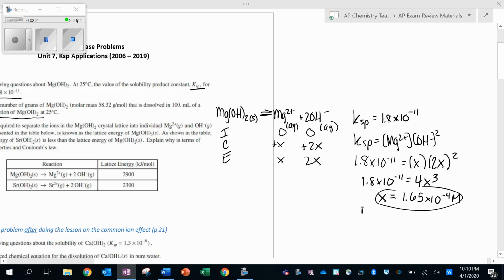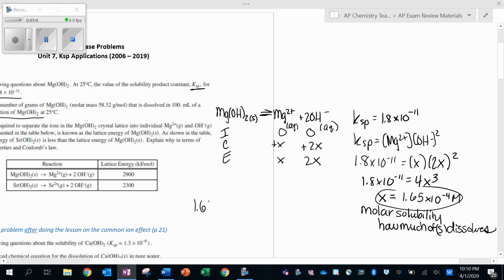This is my molar solubility. So this is basically how much of the solid dissolves. That's what my molar solubility represents, and that's not what the question's asking me for. If you look at the scoring guidelines, you earned 1 point for calculating the molar solubility, but you didn't fully answer the question yet, because the question doesn't ask for a molarity, it asks for a number of grams per 100 milliliters. So there's two steps we need to think about.